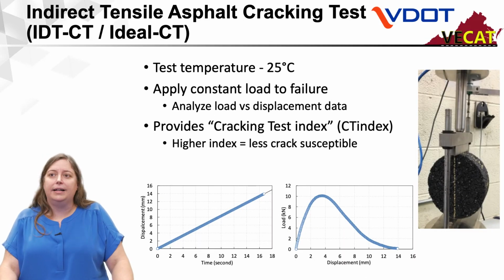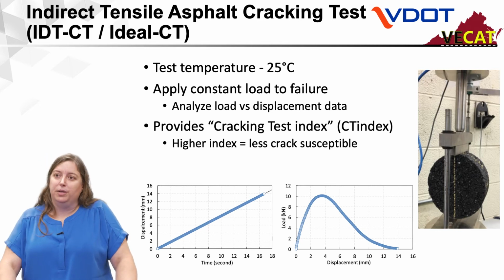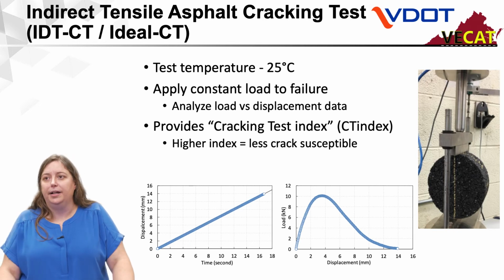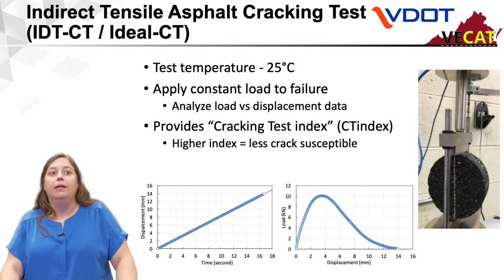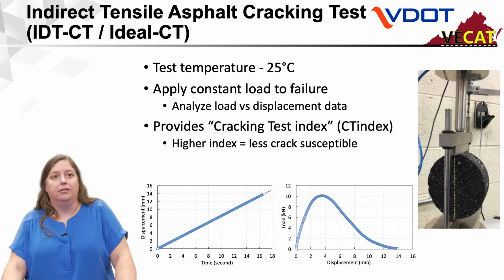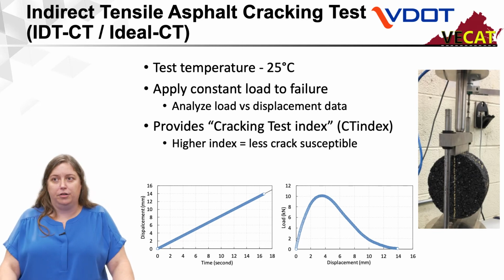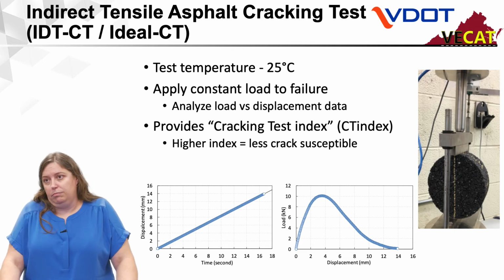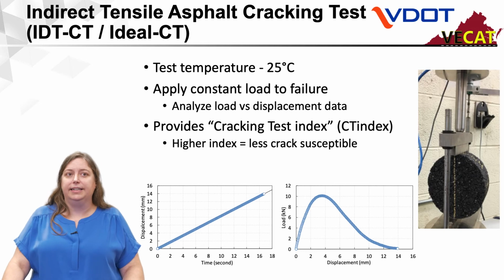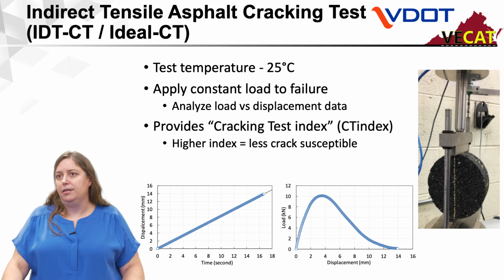This test applies a static constant load to a specimen the same way as a TSR test. It's an indirect tensile test. We're going to apply a load and split the specimen. The test temperature is 25 degrees C, or approximately room temperature. We apply the load to failure and analyze the load versus displacement data. Very similar to the Marshall tests and nearly identical to TSR. Analysis provides a cracking test index or a CT index. The higher the index, the more crack resistant the mix is.